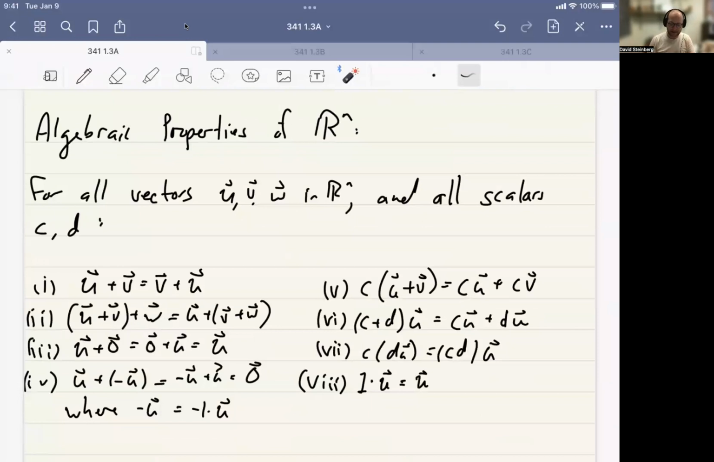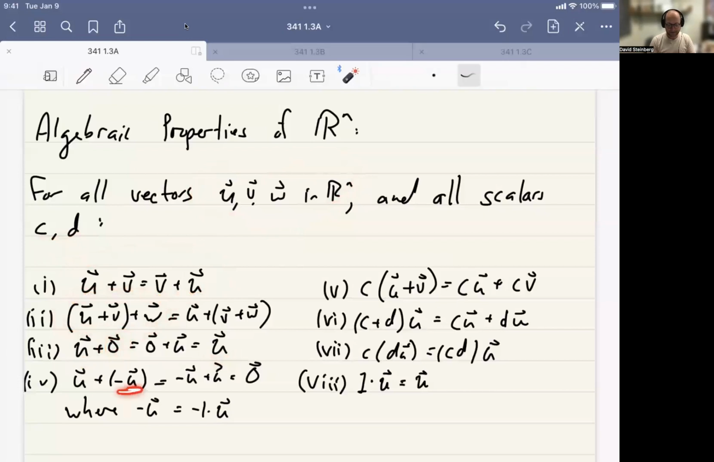I mean that if you grab any vectors in Rn and any scalars c and d, it doesn't matter which order you add the vectors. You can do u plus v or v plus u. It doesn't matter how you parenthesize them. You can do u plus v and then add w, or you can add u to v plus w. There's this zero vector where every entry is 0 and has the magical property that when you add it to another vector, you just get back your regular vector. Okay, and so on and so forth.